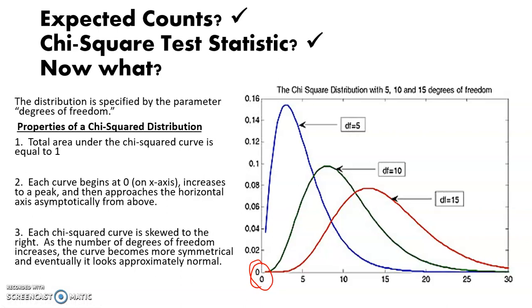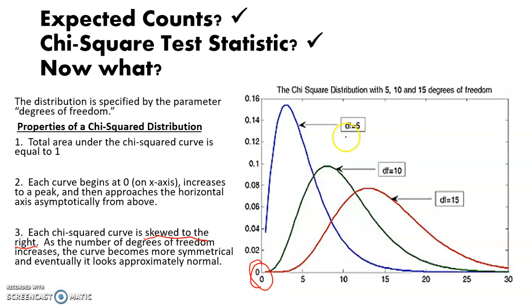And then each time you're looking at the chi-squared distribution, it is going to be skewed to the right. However, as your degrees of freedom increases, it starts to look more symmetrical, and eventually it looks approximately normal. Okay, but you're unlikely to have a large degrees of freedom. Most often we have a pretty small degrees of freedom in these problems. I'm going to explain why here in a second.